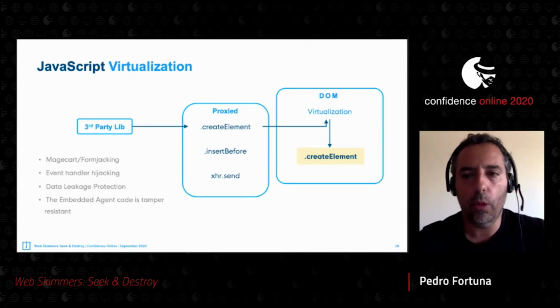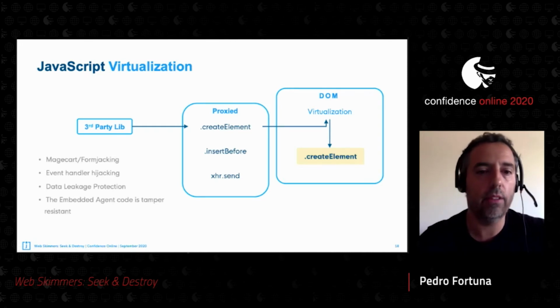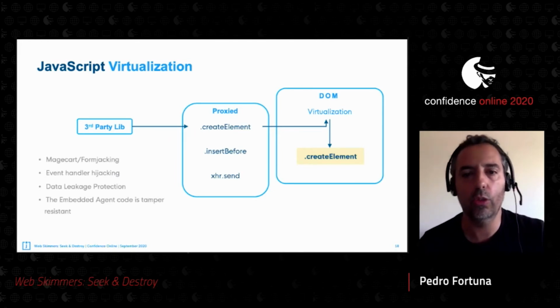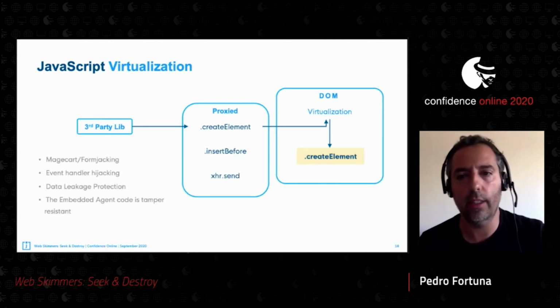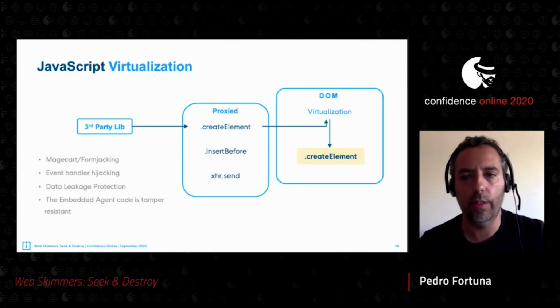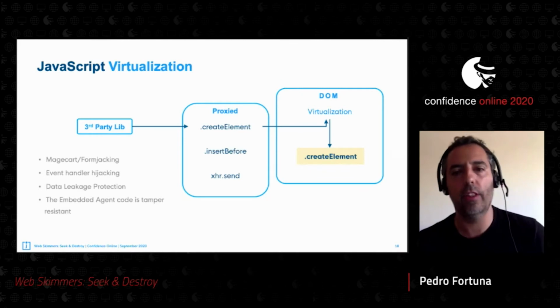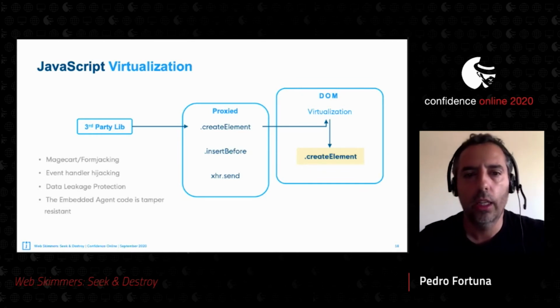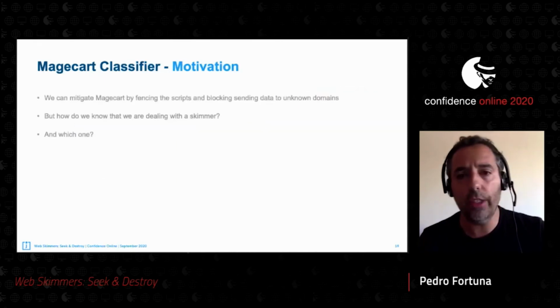So this is more than enough to mitigate this type of attack, Magecart, form jacking, or any type of event handler hijacking. It's very useful to prevent data leakage, because you can enforce to what domains data can be sent out, and you can actually control what data is being sent out. So you can enforce the syntax of the data going out. And even our embedded agent code is protected with tamper-resistant JavaScript obfuscation. So in a nutshell, this is JavaScript virtualization.